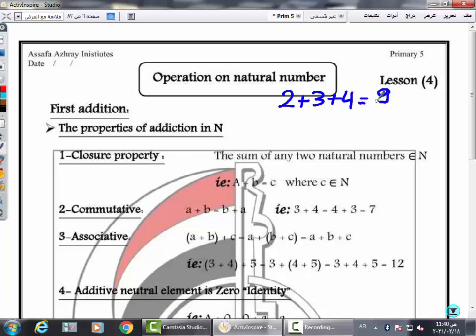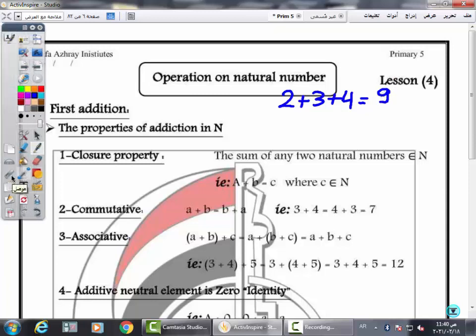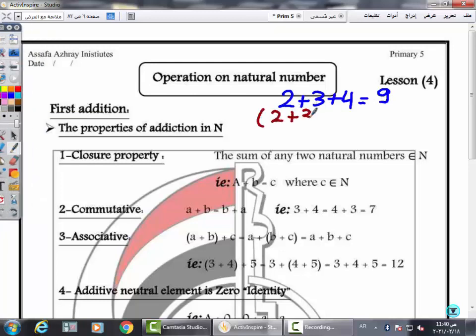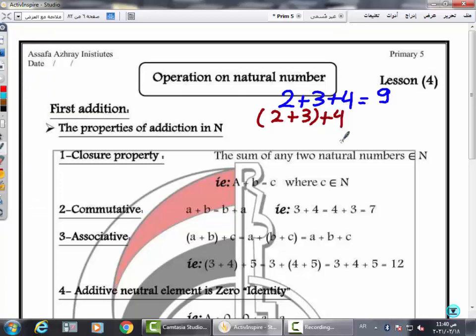We have another method to solve this problem. We will take 2 and 3 and make addition. Then the result of 2 and 3 is added to 4. 2 plus 3 equals 5. 5 plus 4 equals 9.